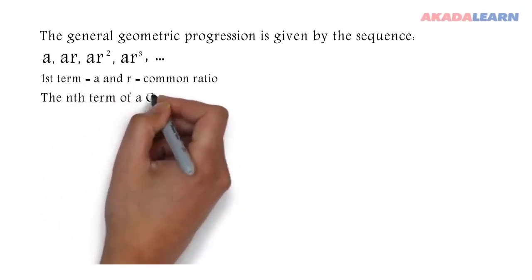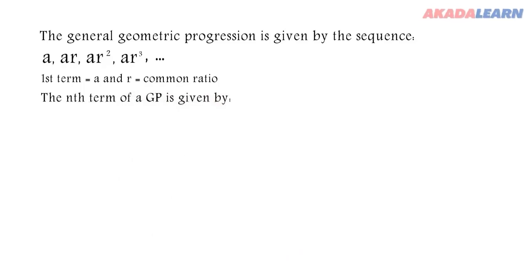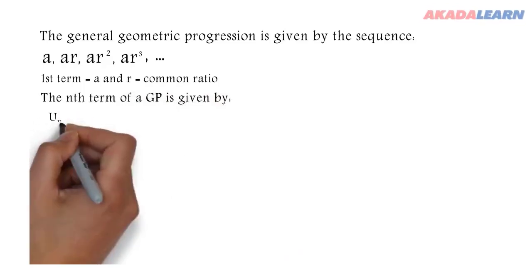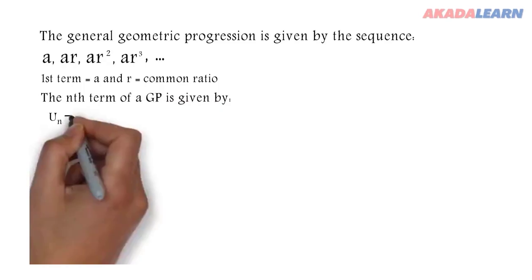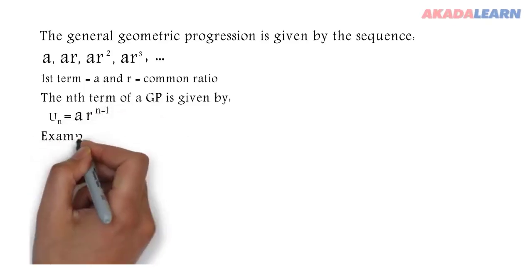So let's see the formula for the nth term of a GP. The formula for the nth term of a GP is given by u subscript n is equal to ar raised to the power of n minus 1. Okay, the n there is our number of terms. So let's see the first example.